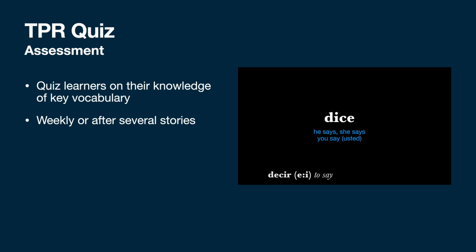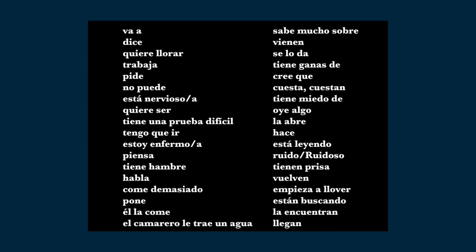And we can do it once a week, or we can do it after several stories when we've built up some more vocabulary. And the way that this works is that you do a gesture, and the student responds to you in L2. So if I do a gesture for dice, the student, all they have to do to get the grade is say dice.